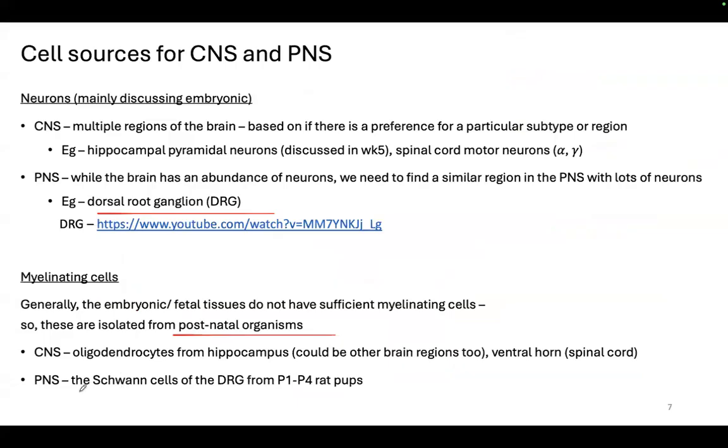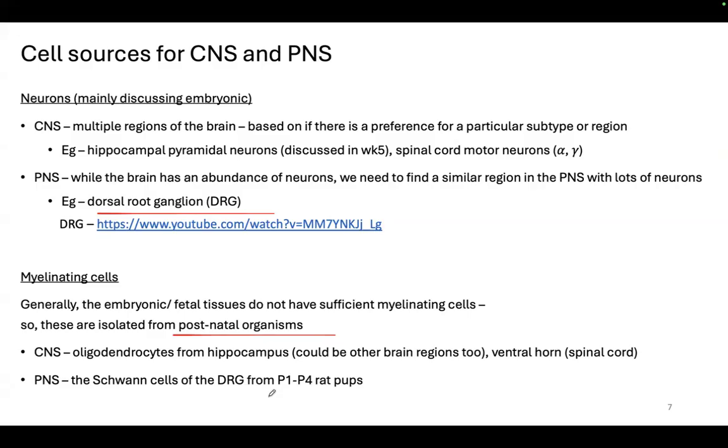And now if you want to talk about myelinating cells of the peripheral nervous system, we want Schwann cells. For the periphery, you will have again your dorsal root ganglion. Since there are neurons, there are obviously going to be myelinating cells there. And we want them from postnatal organisms. So the best, the optimized bit that people use, is from very early rat pups.